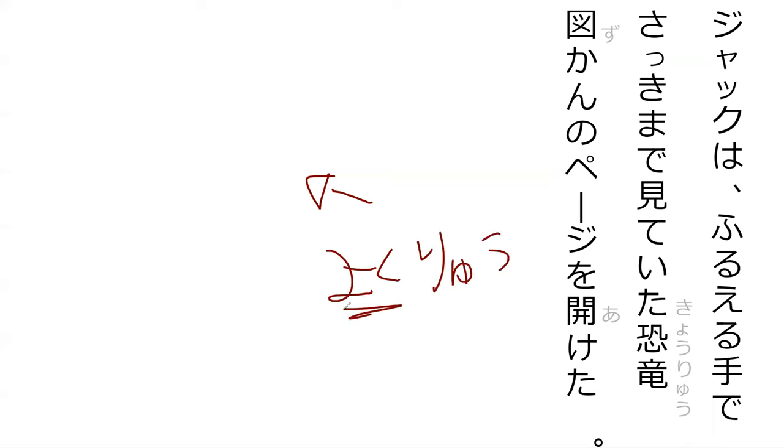Yokuryu. When the yoku has like wings in it or something, and so that'd be the flying dinosaur. But this one here is scary dragon, which is dinosaur. So jaku wa miteita. So what does... I'm gonna put that.